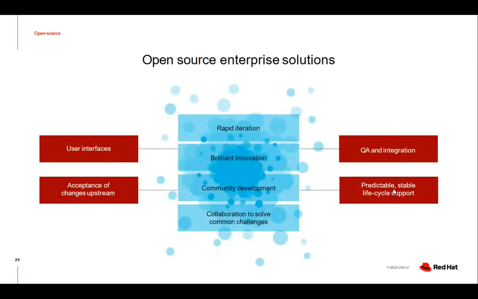And this is the whole essence and the heart of open source. Rapid iteration, brilliant innovation, community development, and collaboration to solve common challenges. Okay. Why can any kind of problem be solved faster? It's only when there is teamwork, there is a lot of collaboration between people, right? Different minds can work to solve a common challenge. Then we have these user interfaces, which are also a result of the open source development. Then QA integration, again, is totally done by the open source community.